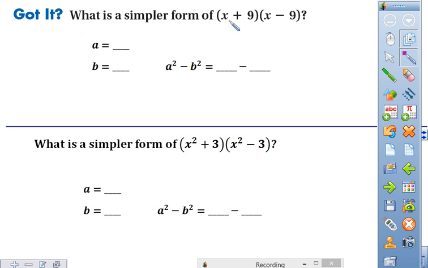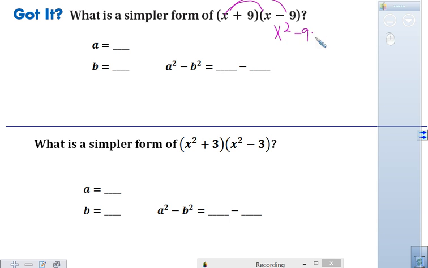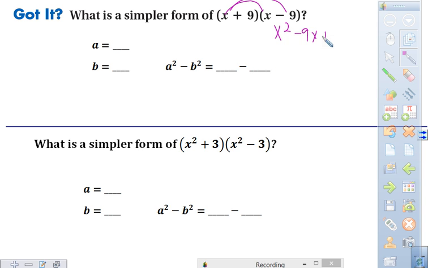So let's try an example. If I just FOIL this, first gives me x squared, outside gives me minus 9x, inside gives me plus 9x, and last gives me a minus 81. So look at my insides and my outsides, they cancel. So my answer is x squared minus 81. If we just follow our pattern, this is going to be x squared, this is going to be 81, so we get x squared minus 81.